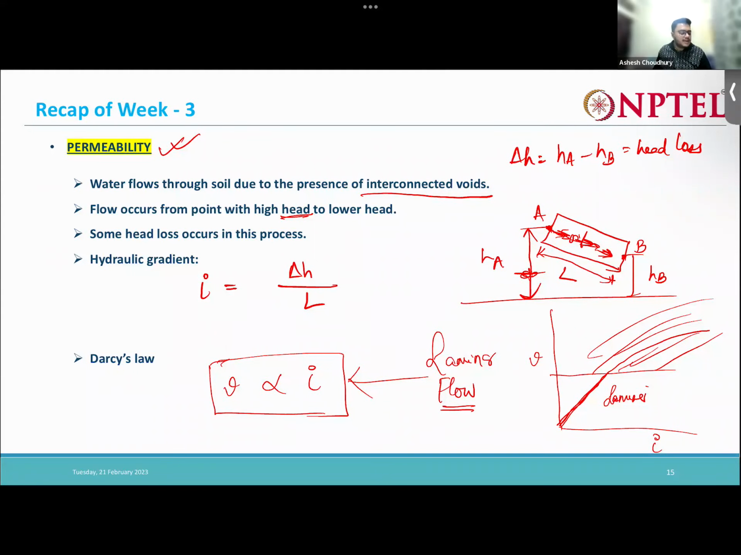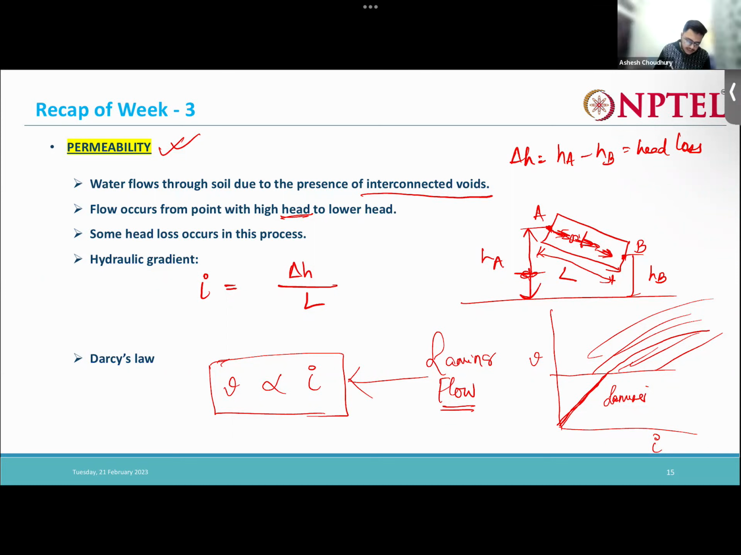And we can reasonably assume that the void spaces are very small, right? As the void spaces are very small, the water will be in laminar condition because the velocity is very slow. But in case of rocks where there are huge fractures, Darcy's law might not be valid because there might be turbulent flow through those cracks.